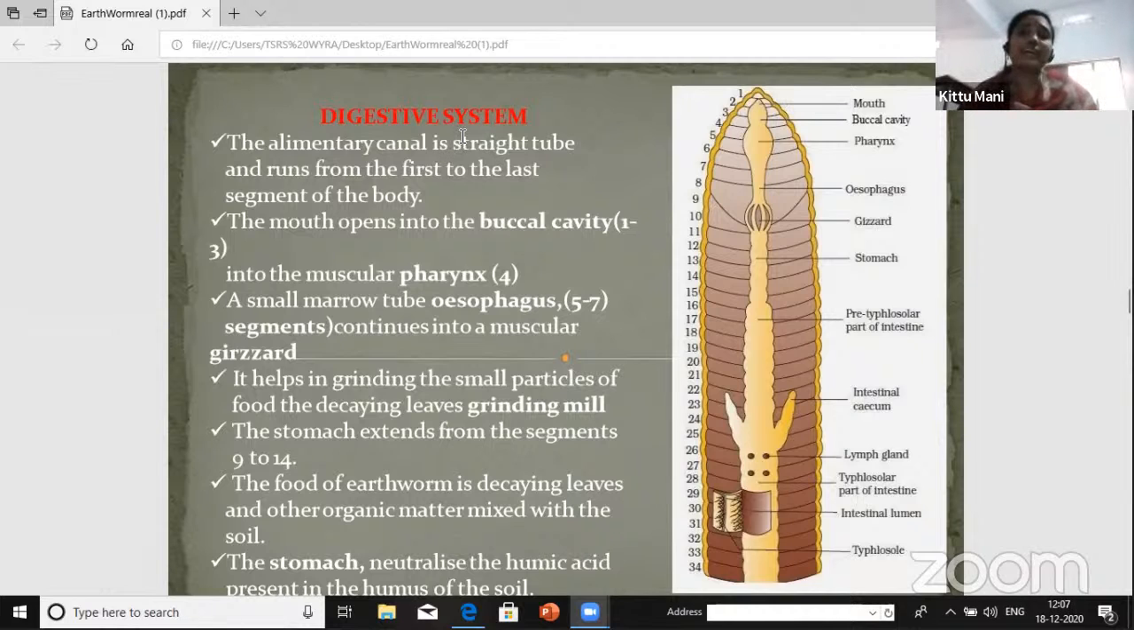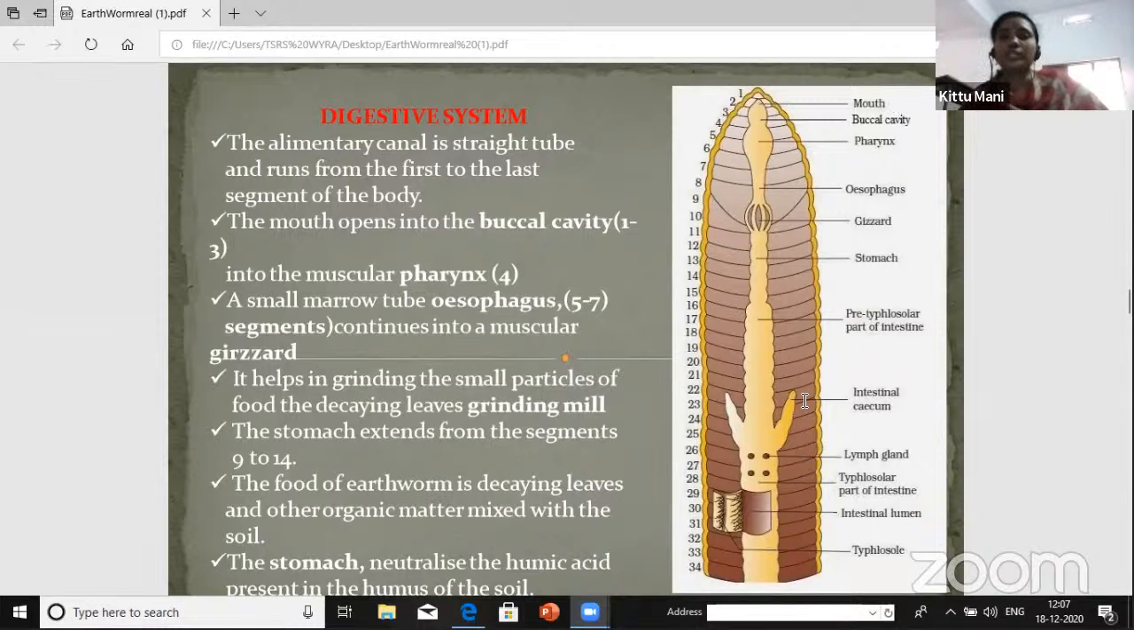The digestive system of annelids is made up of a tube within a tube organization, meaning there are two openings: the mouth and the anus. We observe the tube within a tube organization in annelids as well as in the earthworm. The alimentary canal is a straight tube. It runs from the first segment to the last segment.